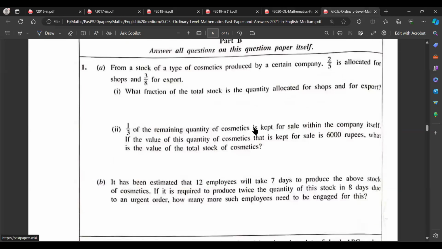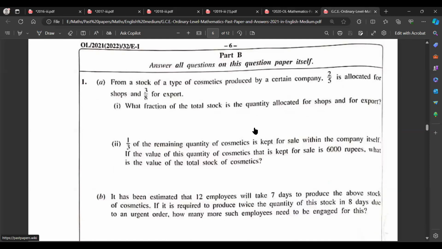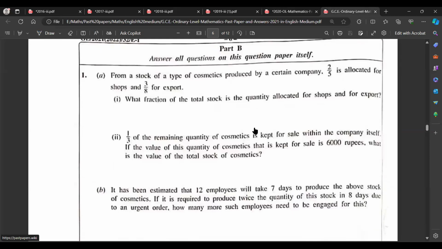Okay, yes. Here the 2021 question. Shall you do quickly? Yes, do a little faster, and send the video. Okay, yes, 2021 all questions. Read this one.